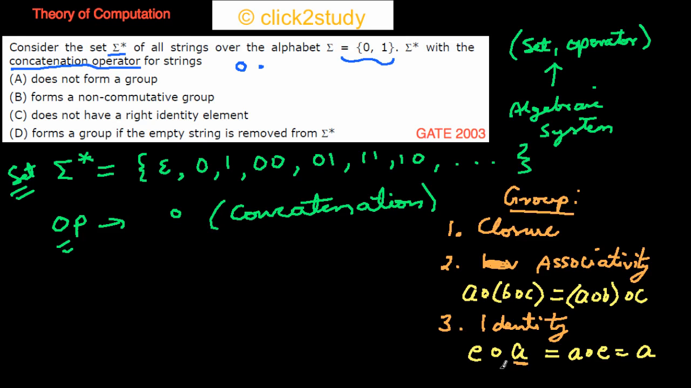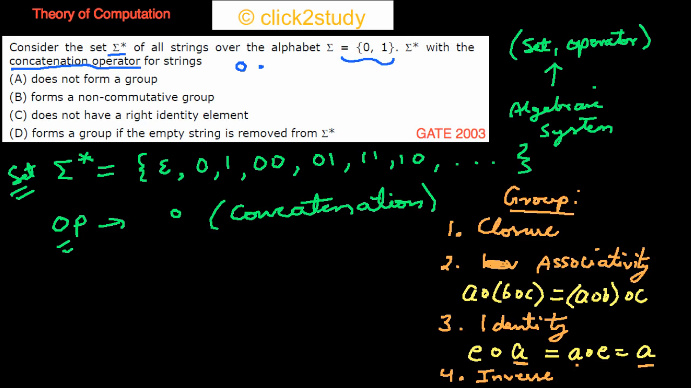Okay, so when you operate A with E out here like this or this, you always get back A. So that's the idea behind identity element. Okay, and the fourth property is inverse, existence of inverse for every element. So for every element there should be an inverse. That means that you should be able to find some element for A.